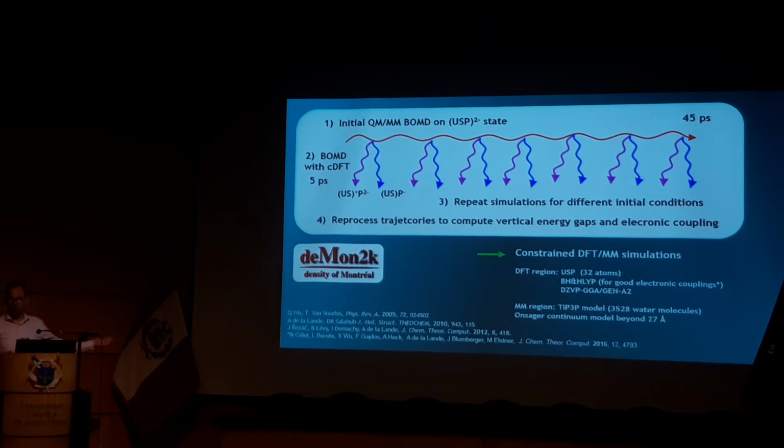5 picosecond simulation because we know in the experiment that is the first time they have 5 picoseconds. So that's the only sampling we do. But in our case, we took 11 starting points from the initial trajectory to sample the initial conditions. And finally, we reprocess all the simulations to get the energies, the vertical energy gap, so the energy of the 2 diabatic states along each trajectory, and what is called the electronic coupling, so the quantum mechanical coupling between the 2 diabatic states.